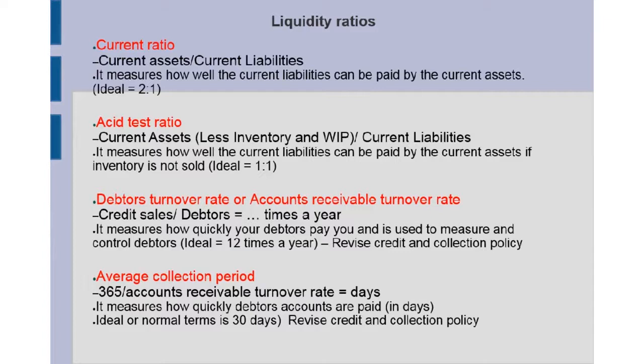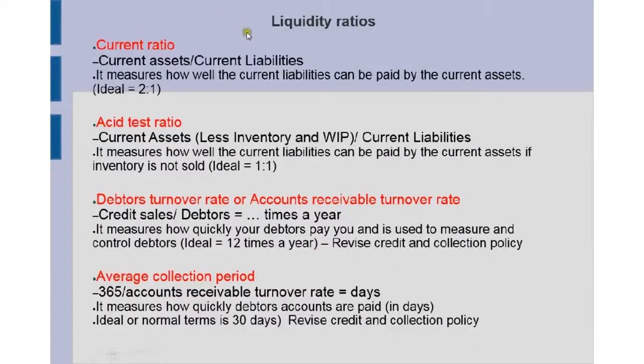The asset test ratio, the next one. And here we're going to take the current assets, but we're going to take away the stock. So in case the business doesn't sell the stock, will they still be able to cover their current liabilities? And also for businesses that do manufacturing, we have the WIP, which is work in progress. And we're also going to subtract that from the current assets.